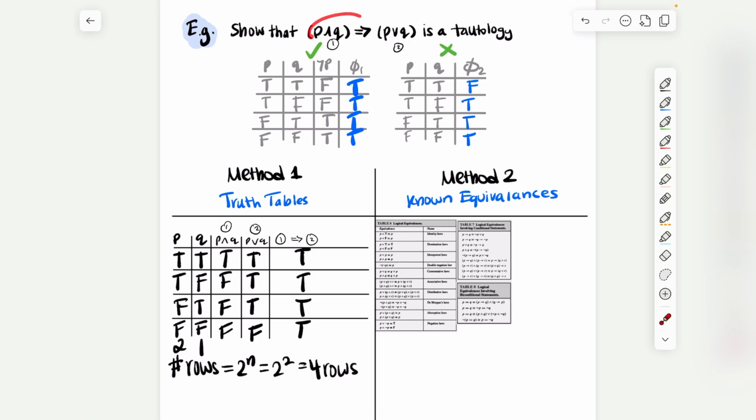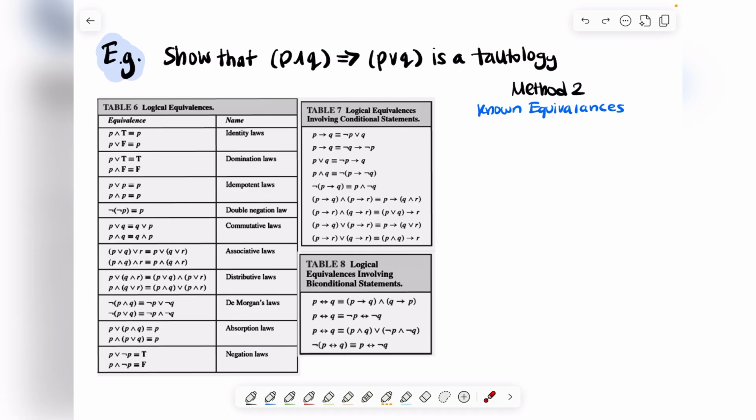Then you ask yourself, is this compound proposition a tautology or not? T for true. Just looking for when all of the truth values are true. Are they? Yes, so it is a tautology. So we proved that this compound proposition is a tautology using truth tables. Now let's see how we do it using known equivalences. So zooming in, we're told to show or to prove that this compound proposition is a tautology. Then you have to remember, what does it mean for a compound proposition to be a tautology?